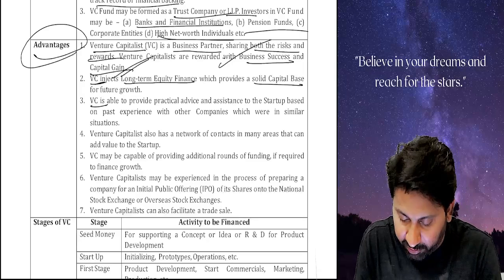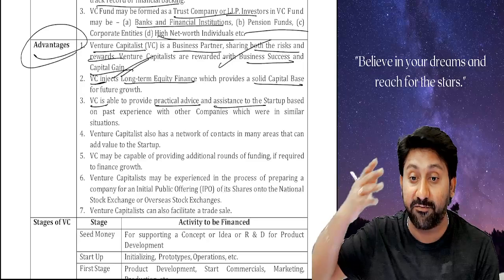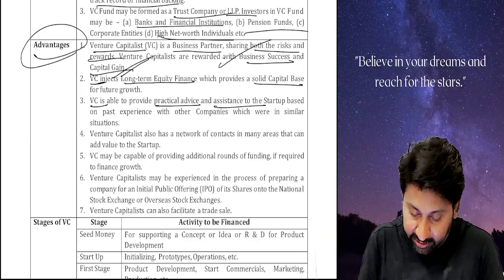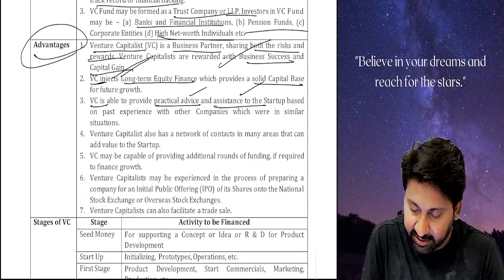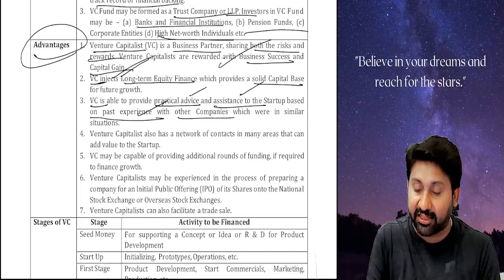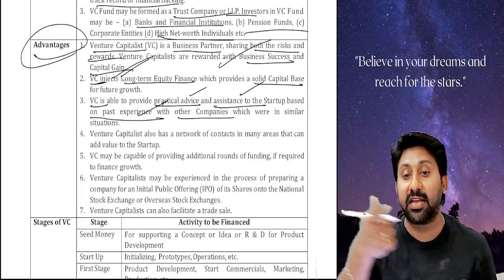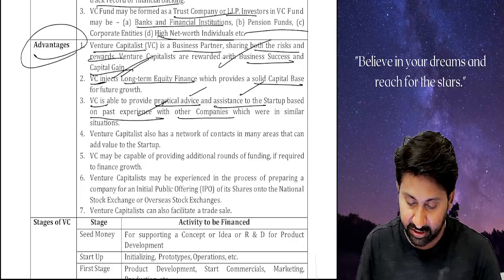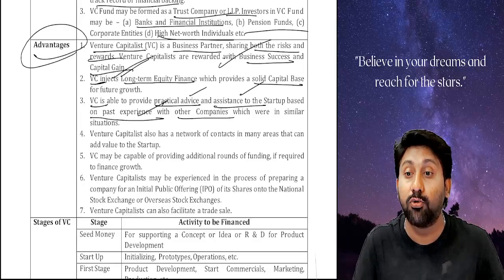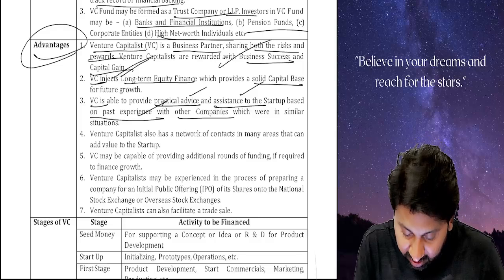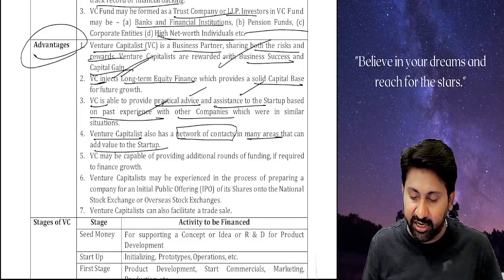Venture capital is able to provide practical advice and assistance because they are banks, financial institutions, pension funds, etc., who already have the knowledge. So venture capital is able to provide practical advice and assistance to the startup based on past experience with other companies, because these venture capitalists might have already done this for others. With that experience, they can assist them. Next, not only that, venture capital is a bank or financial institution, so they have huge contacts. Venture capitalists also have a network of contacts in many areas that can add value to the startup.